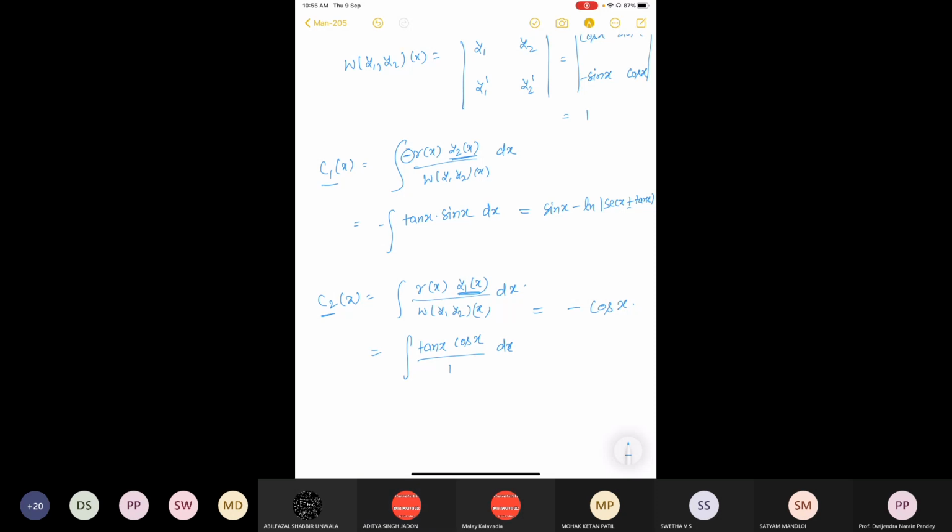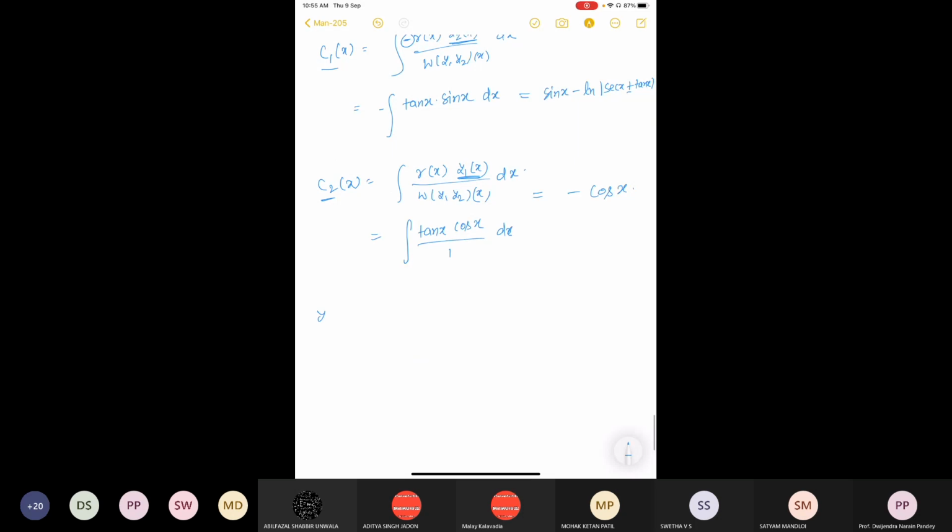You just write it. So you got C1x and C2x, and then we can write ypx equal to C1x, that is sine of x, minus ln. You have to confirm whether it is mod of sec x minus tan x or plus. Sir, it is plus. Okay, it is plus then. Thank you. Into y1.